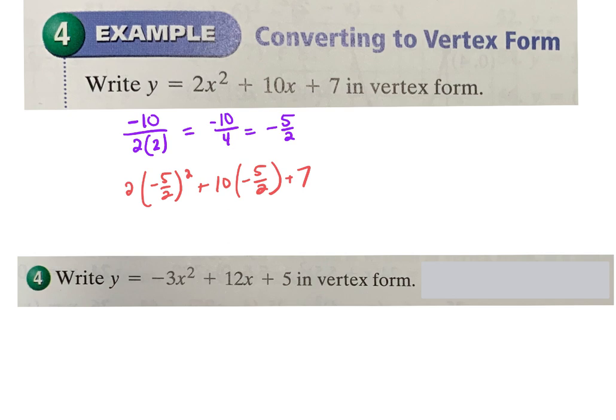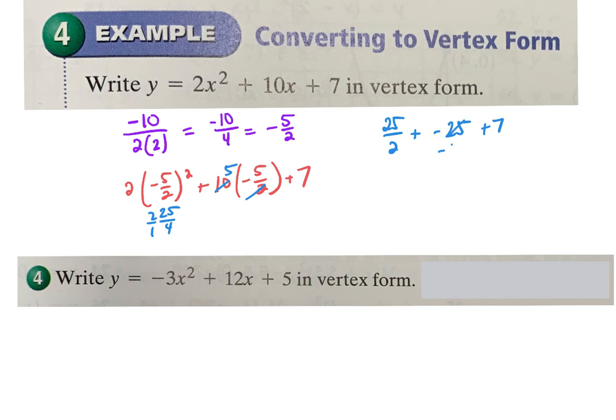All right, negative 5 halves squared gives me 25 over 4, which is going to cancel with that guy. So I get 25 halves plus, this will actually cancel as well. Negative 25 plus 7. You can redo this as a mixed number, or you can just get them all in improper fractions, whichever one you prefer. It doesn't matter to me. You end up with negative 5.5, by the way.